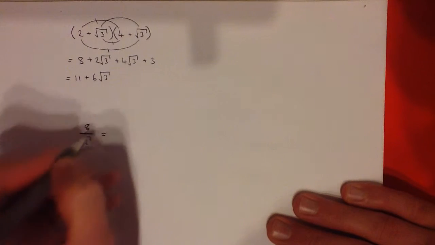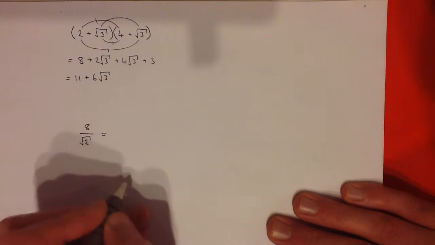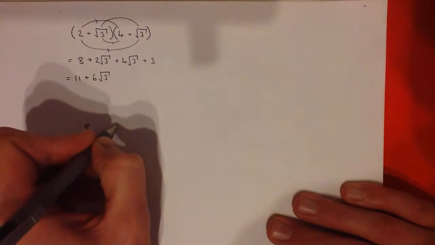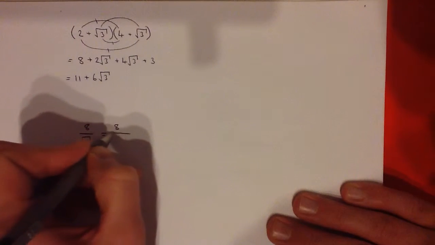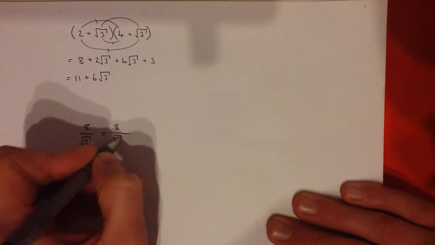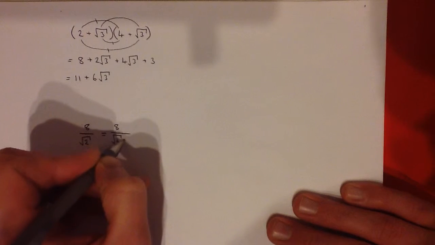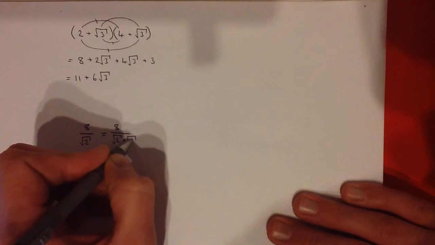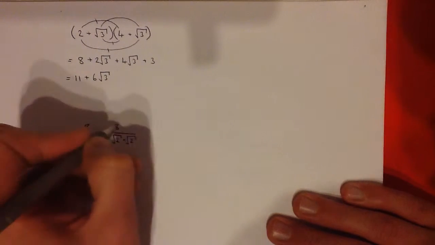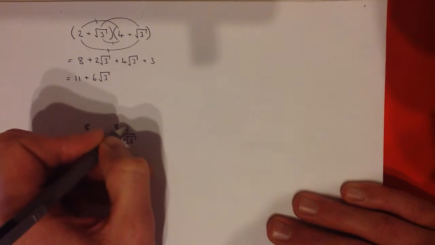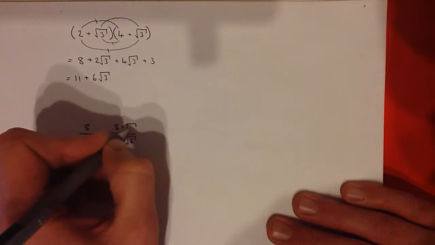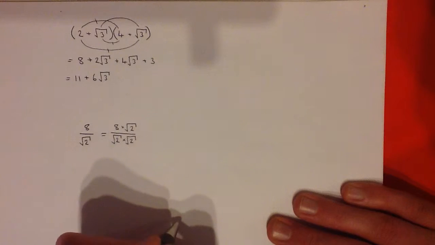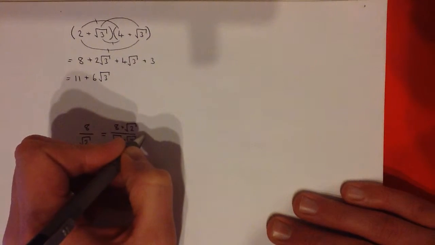The quickest and easiest way to do that, if you've just got a single surd on the bottom, is to times the top and the bottom of the fraction by the surd, so in this case the square root of 2. So we're going to multiply the bottom of this fraction by the square root of 2, and as with a normal fraction, if you times the denominator by something, you have to times the numerator by exactly the same. Now what effect does this have?